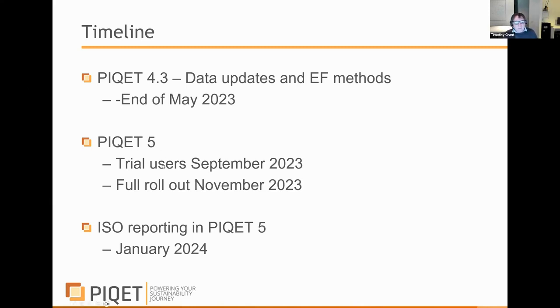And then PK5, we're hoping to trial with selected users in September and go through any bug fixes or feedback with a full rollout by November 2023. That should have all the functionality, but then we'll be working in the background on the availability of the data and backend support for doing ISO reporting. So by early next year. And I think that's our main, what we're up to.